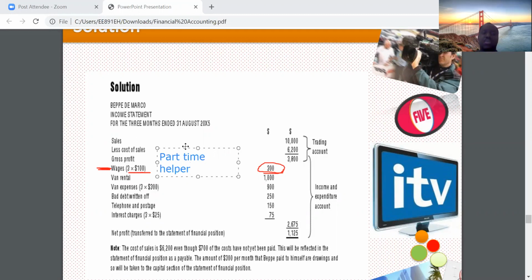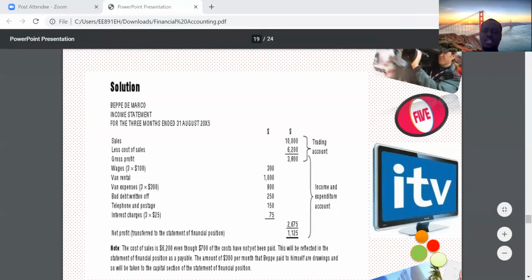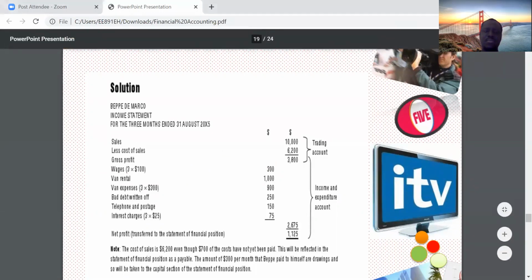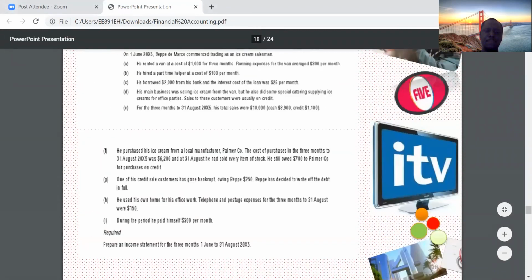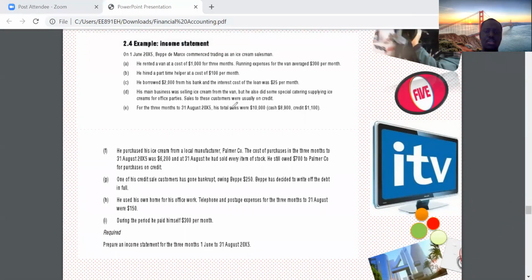Okay. Then let's move on to other expenses. It's getting fun. Let's go back to the question and see. What will be some other expenses?